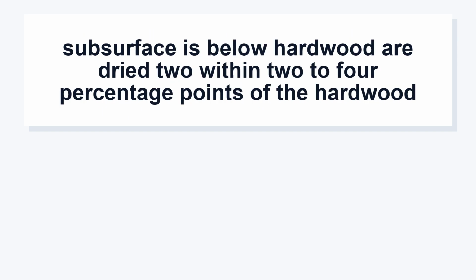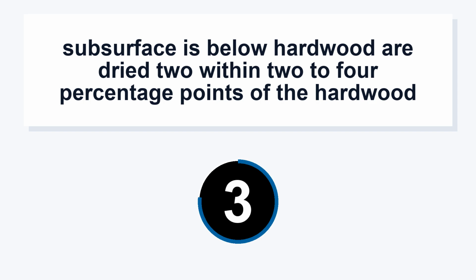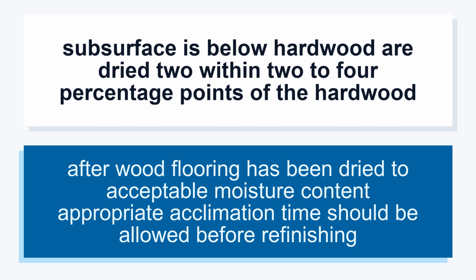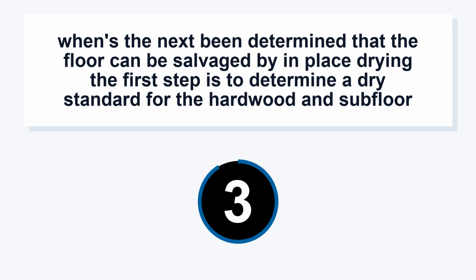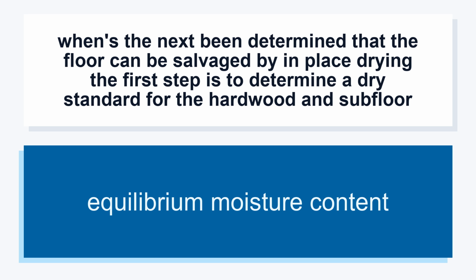Subsurfaces below hardwood are dried to within 2 to 4 percentage points of the hardwood. After wood flooring has been dried to acceptable moisture content, appropriate acclimation time should be allowed before refinishing. Once it has been determined that the floor can be salvaged by in place drying, the first step is to determine a dry standard for the hardwood and subfloor. Equilibrium moisture content.